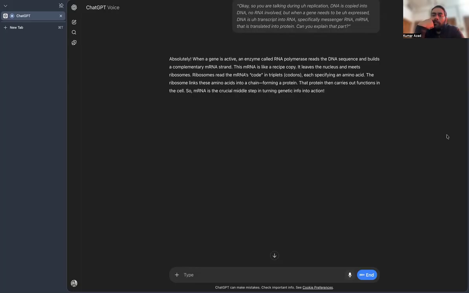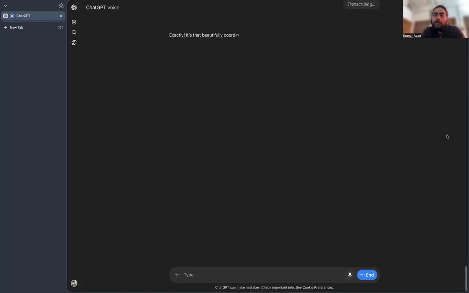So, RNA polymerase reads the DNA sequence and builds a complementary mRNA strand. The mRNA strand is like a recipe copy. It leaves the nucleus and meets the ribosome. Okay, the ribosome reads the mRNA code in triplet codons, each specifying an amino acid. The ribosome links these amino acids into a chain, forming a protein, and that protein then carries out functions in the cell. So, mRNA is the crucial middle step in turning genetic information into action.